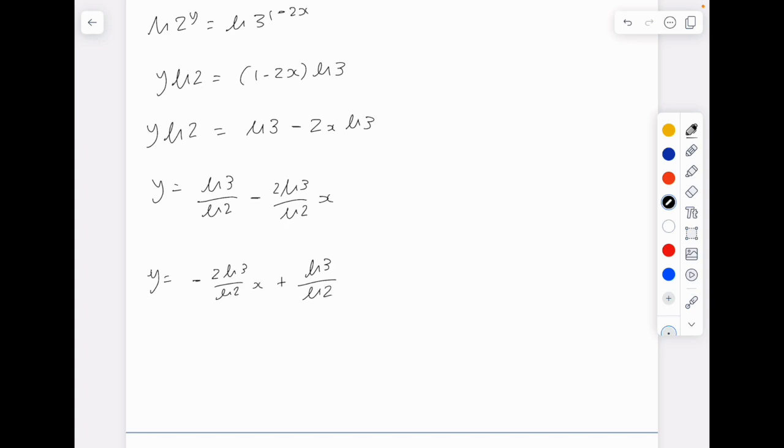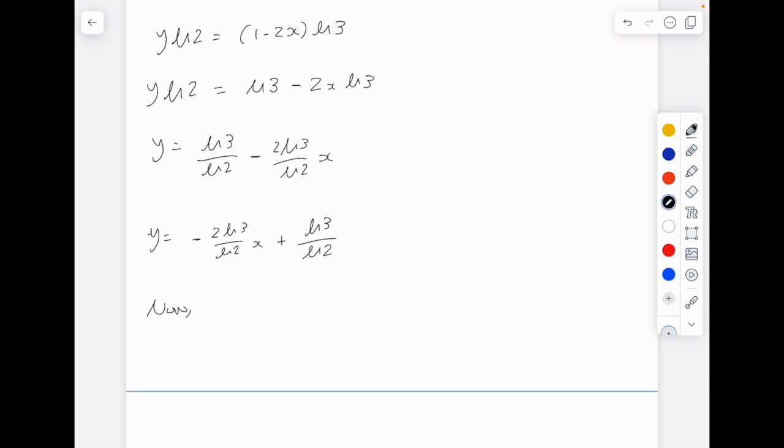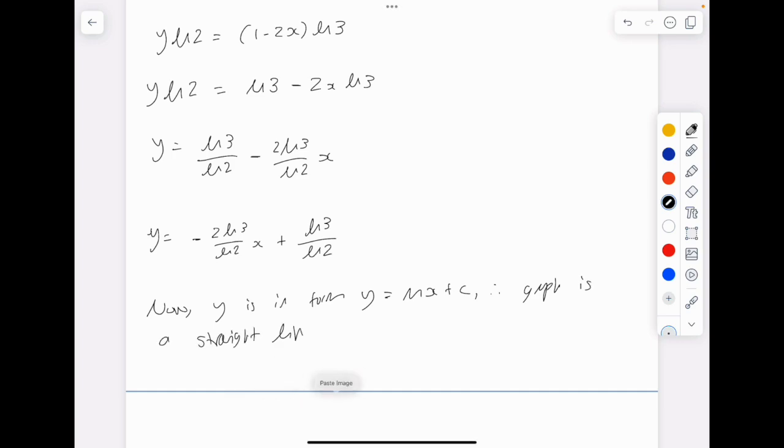Now, this here is in the form y is equal to mx plus c. So what does that tell me? Therefore, the graph is a straight line, guys. And so therefore, the gradient is equal to negative 2 ln 3 over ln 2. Cool.